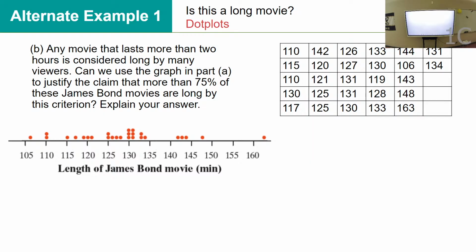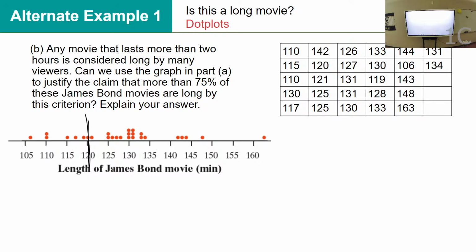How many movies are there? 27. They're going to do that a lot. They'll tell you what it is. You don't have to count all the dots. So I want them what? Longer than 2 hours. And 2 hours is 120 minutes. Fair enough? And so you can do one of two things.